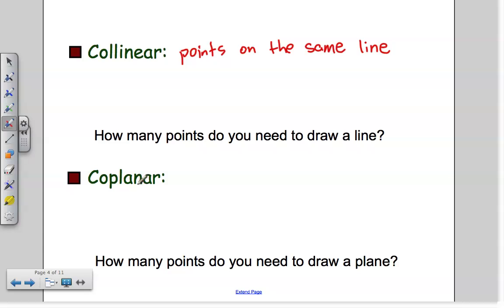Coplanar, then, would be together on the same, well, planar, obviously kind of looks like plane, so this coplanar means points on the same plane.